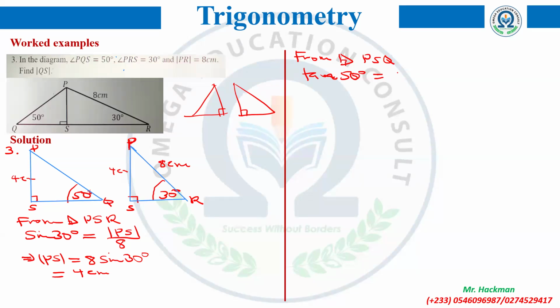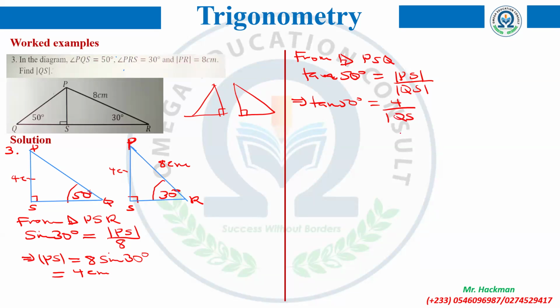Let's start with it being PS for now. Don't put the value there. All over the adjacent, and the adjacent is what? SQ or QS. Let's use the length of QS. All correct? Very good. So this implies that tan 50 degrees is equal to PS, and that is 4. Don't attach the centimeters. Over QS, which you don't know, what you are looking for.